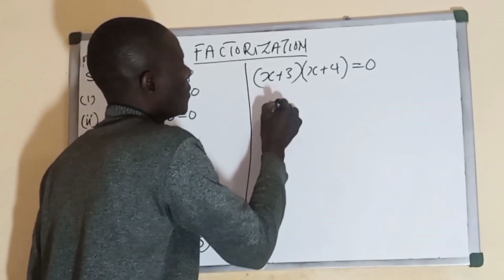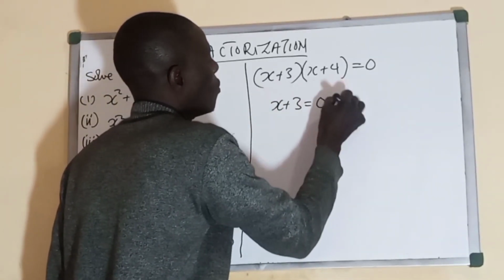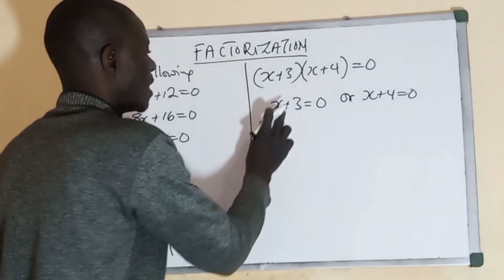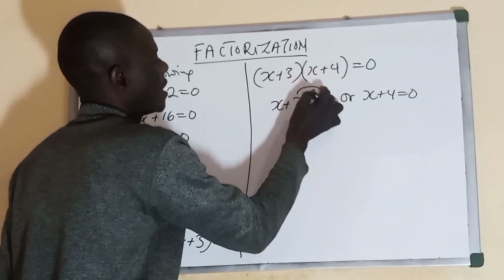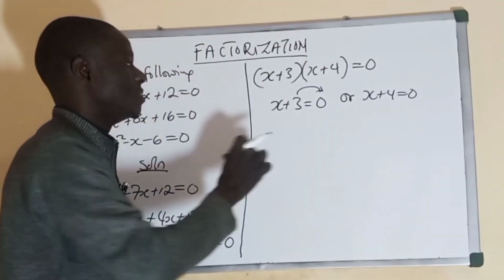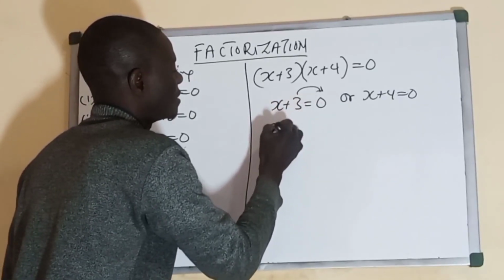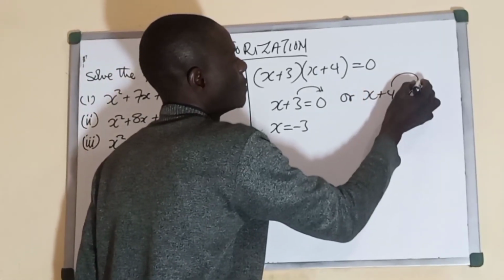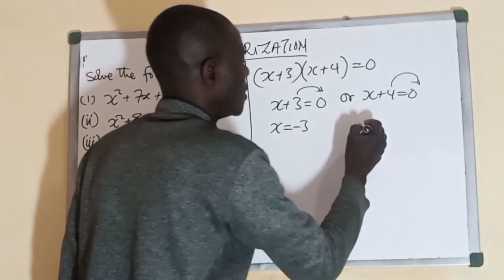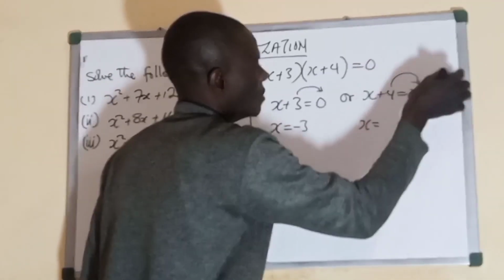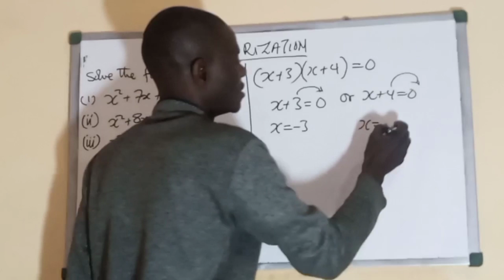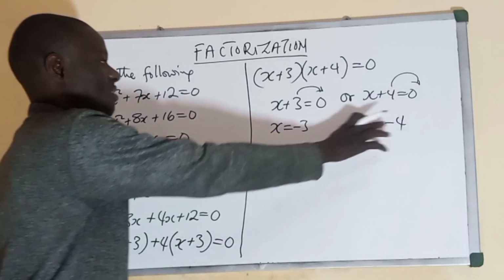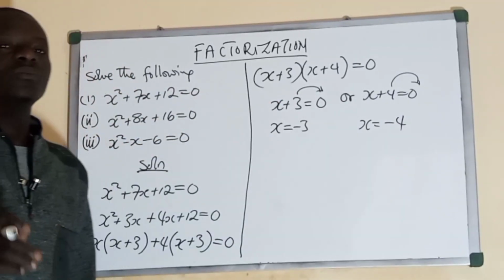So therefore, we have x plus 3 is equal to 0, or x plus 4 is equal to 0. Here, this 3 will go to the other side and change its sign to give us x is equal to minus 3. Here also this 4 will cross the equal sign, and if it goes to the other side, it becomes negative. So we have x is equal to minus 4. So either x is equal to minus 3 or x is equal to minus 4 satisfies our equation.